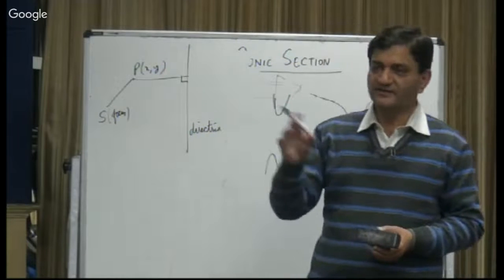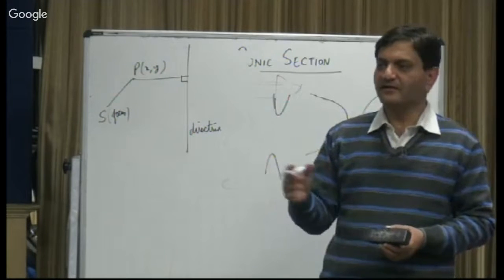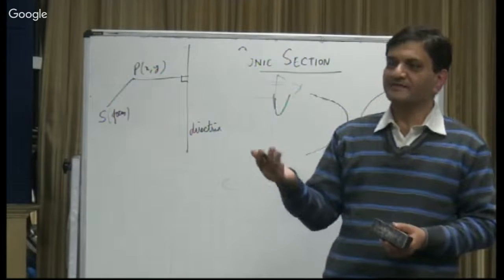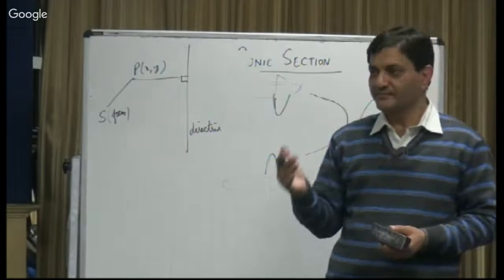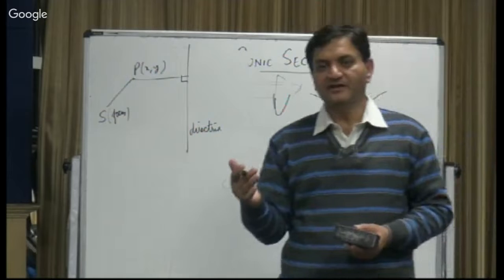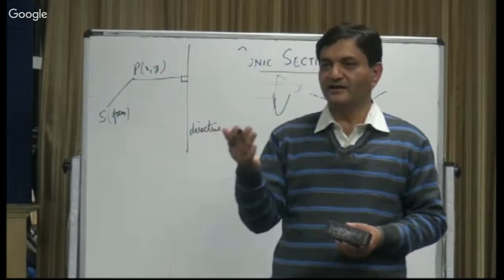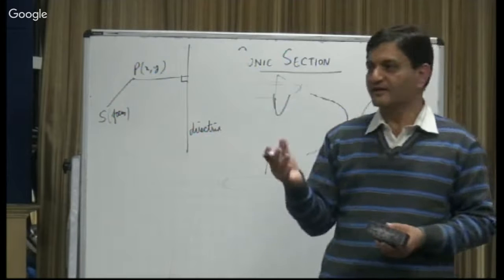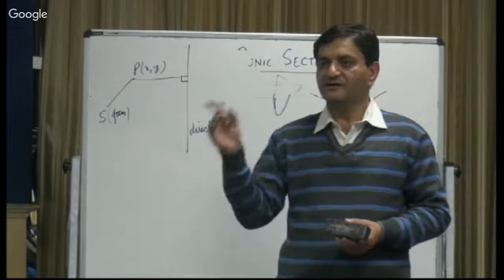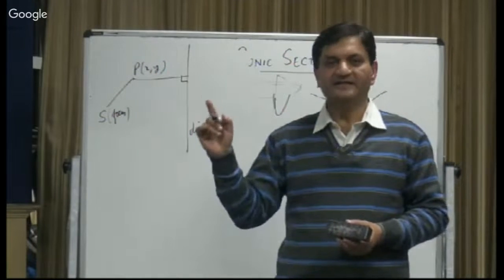In other conic sections like ellipse and hyperbola, the ratio will be different from 1. If it is less than 1, it will always be an ellipse. If the ratio is greater than 1, it will always be a hyperbola. And for hyperbola and ellipse, the ratios can be different. It is not fixed.